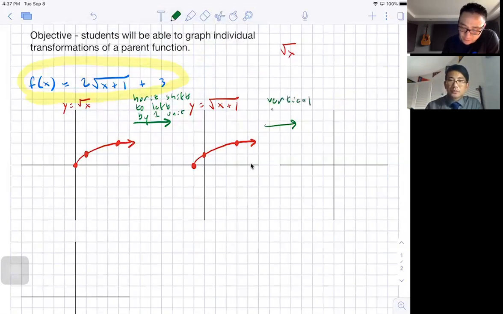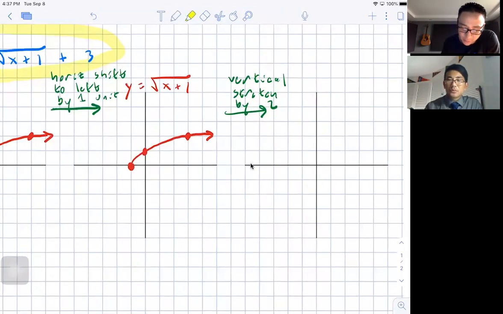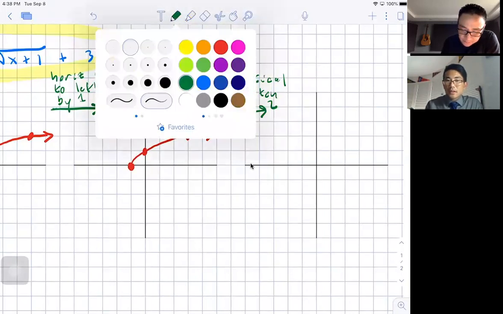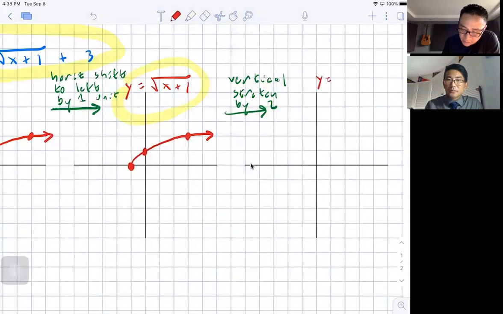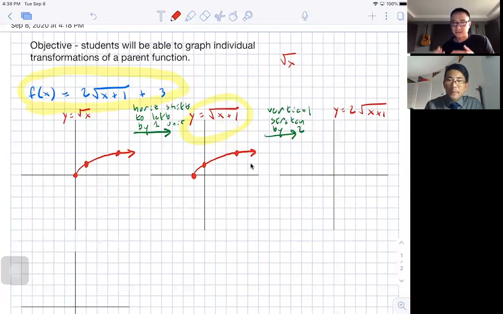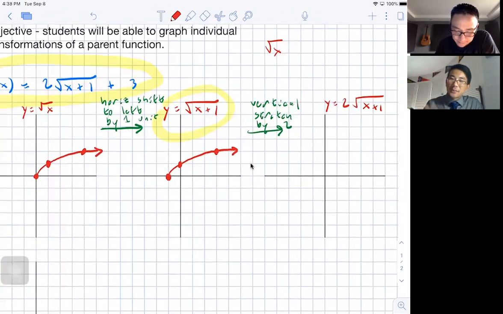Okay, so we're doing a vertical stretch by 2. So let's go ahead and do that. Our next function, we're taking this function over here and multiplying that whole thing by 2. So we have y equals 2 times that. So that's the stretch, just taking the same y values and doubling them, times 2.